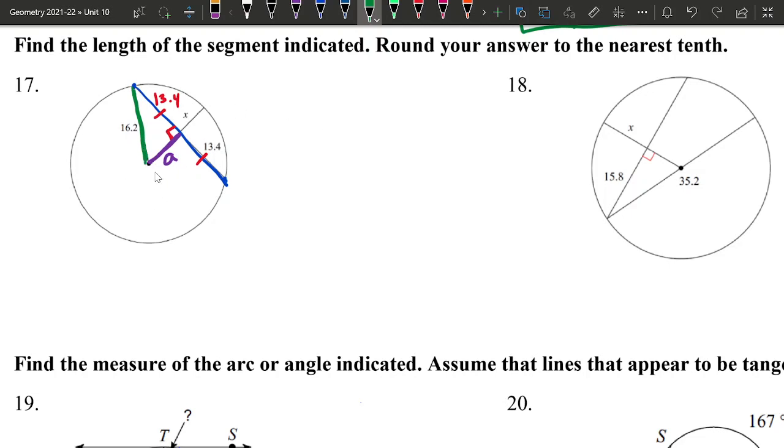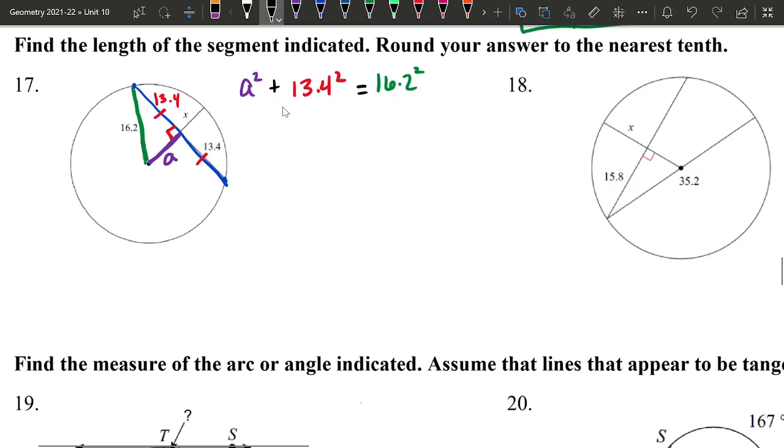So if I know the whole length of A and X together is 16.2 because it's a radius, if I find out what the value of A is, I can subtract it from the radius and the leftover amount is X. So I need to use Pythagorean theorem to do A squared plus 13.4 squared, and that equals 16.2 squared. You have to make sure that the longest part, the part across from 90 degrees, is the C.